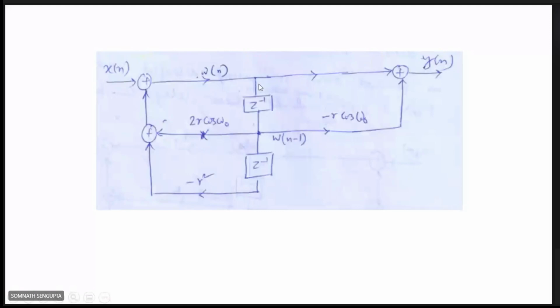So each time this Wn stage is delayed and multiplied with coefficients and it is added with the next delay element output and goes to the next stage. Okay, this one, and similarly this is added. So is it clear?